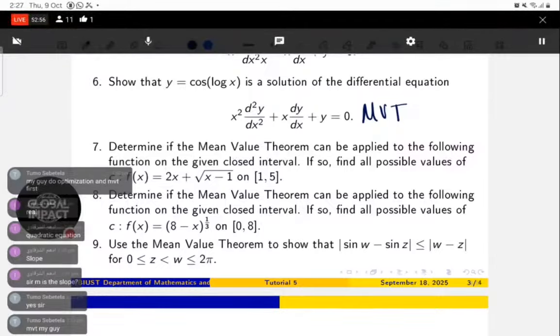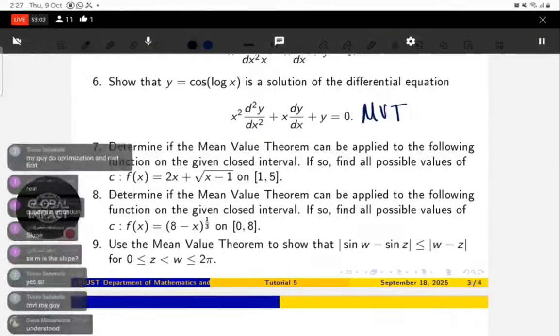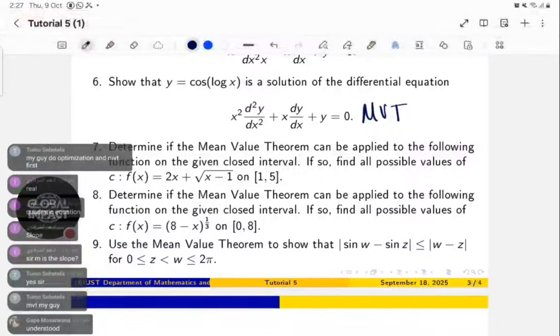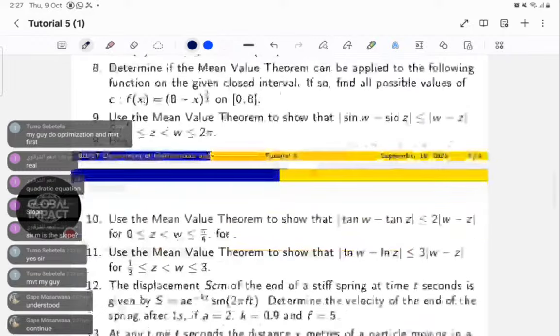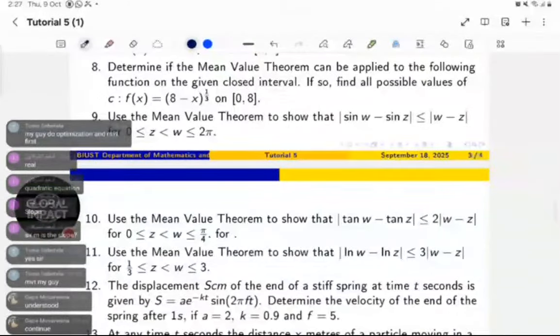Did you understand? Hello? Did you understand what the mean value theorem is all about? Okay, understood. Good. All right, so now let's do the questions.